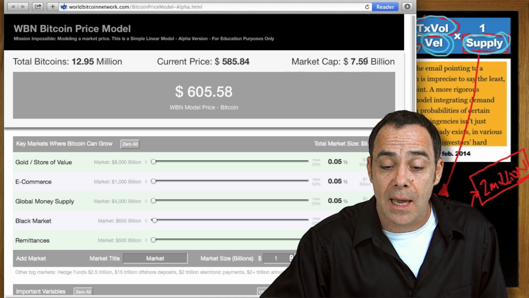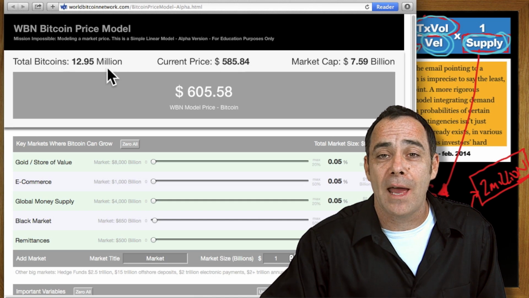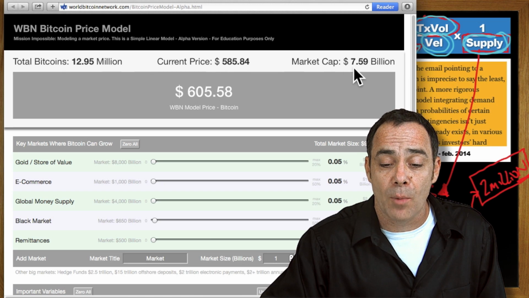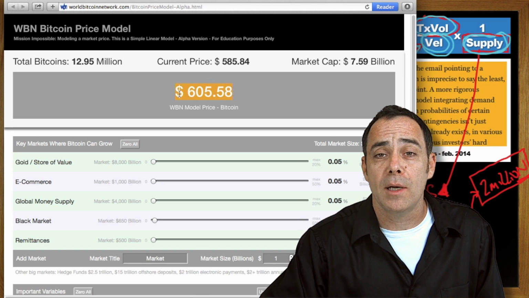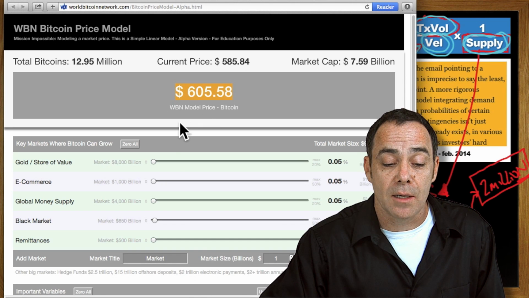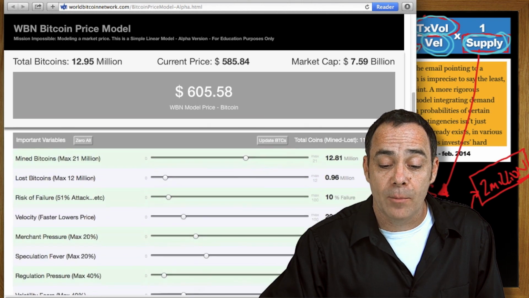And here's the market cap. If you take the price of each Bitcoin and just multiply it by the amount of extant Bitcoins, you get the market cap, which is 7.59 billion. And these are up-to-date prices. Now here, we have our model price. This model price is just based on numbers that we've already put in. So if you look over here, these are our default numbers of our model. And down here, we have important variables.